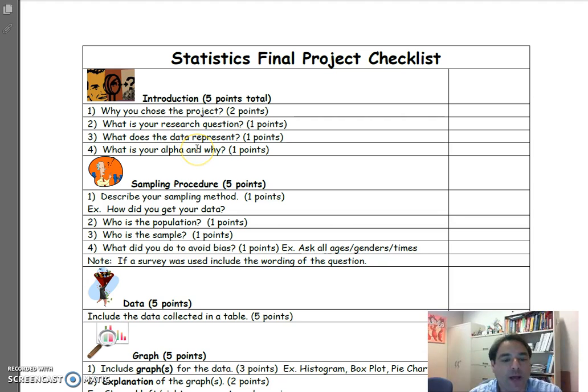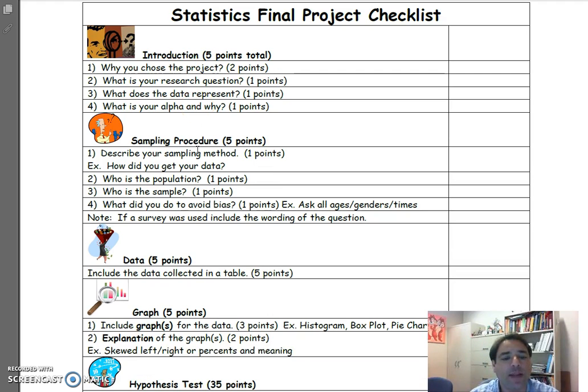What is your alpha? A basic one would be 0.05 because it's standard. Describe your sampling method. How did you get your data? So I may, on a piece of paper, write, do you wear glasses, contacts, or have a visual aid? Yes, no, and pass it out, and then collect them. You want to make it as random as possible.